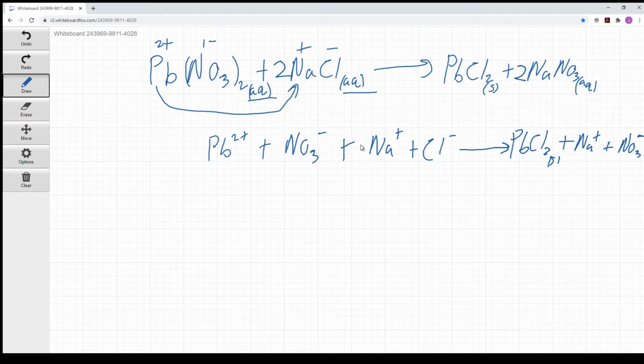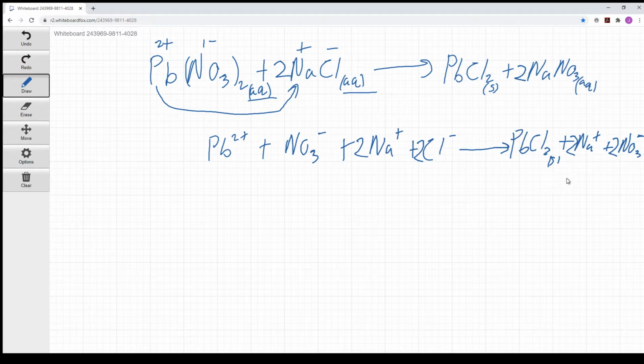So now I have 2 Na+ and 2 Cl-, and I have 2 Na+ and 2 NO3-. So this is the total ionic equation.